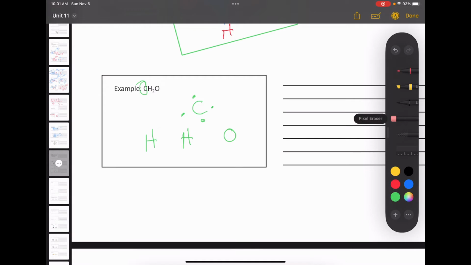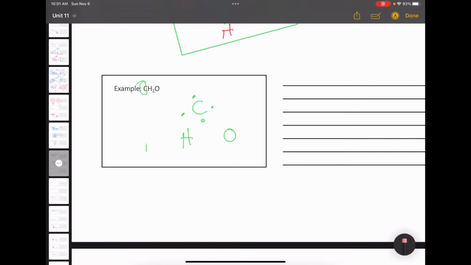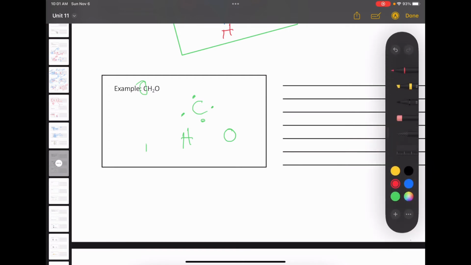How many valence electrons for the hydrogen? I have one electron, one electron. How many for the oxygen? For the oxygen, I have 6 valence electrons, correct? I have 1, 2, 3, 4, 5, and 6 electrons. That's because oxygen is part of group 6 in the periodic table.